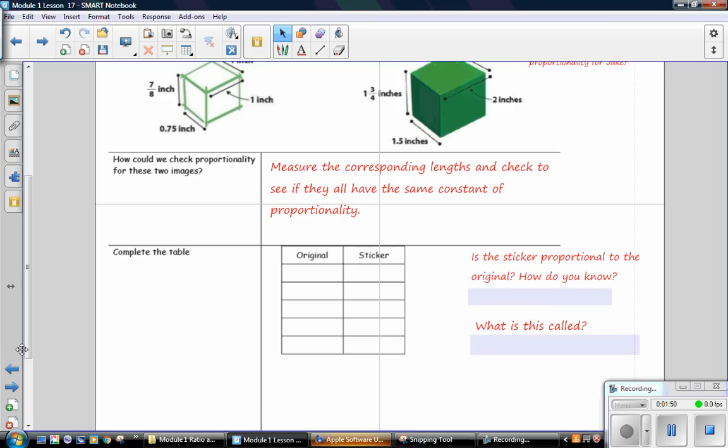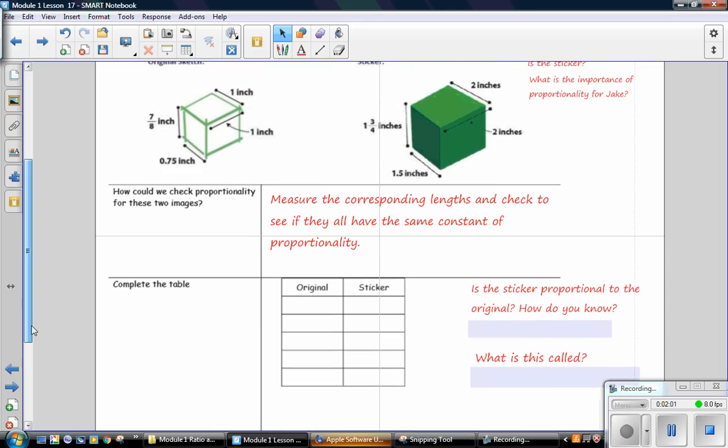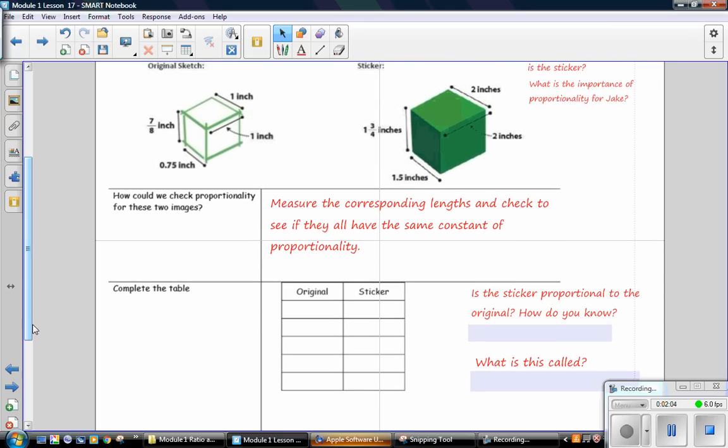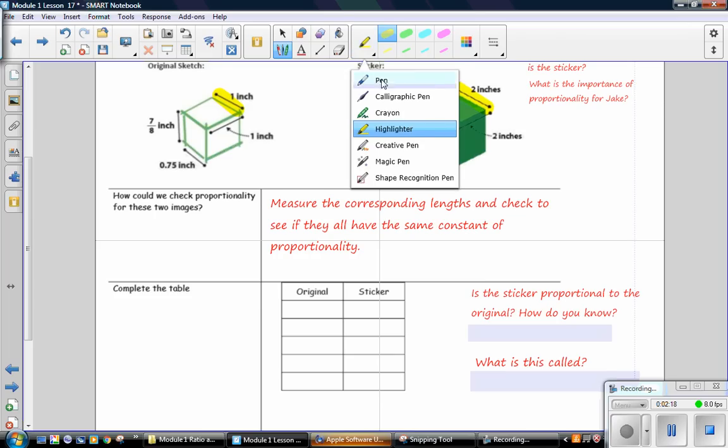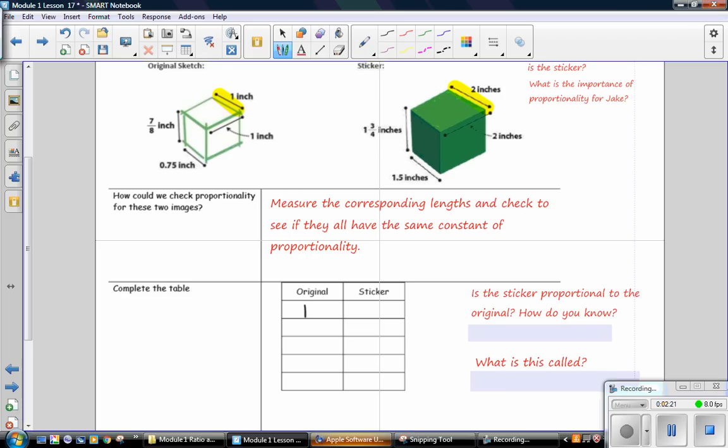We'll complete the table and find out, is the sticker proportional to the original and how do you know? And what is this called? So what we want to do to complete the table is to put the measurements from the original drawing, the original sketch, into the table. So we'll have the 1 inch from the original, and that corresponds to the 2 inches on the sticker. So we'll fill that in. The original is 1 inch, and the sticker is 2 inches in length. And we'll do that for each side of the stickers.